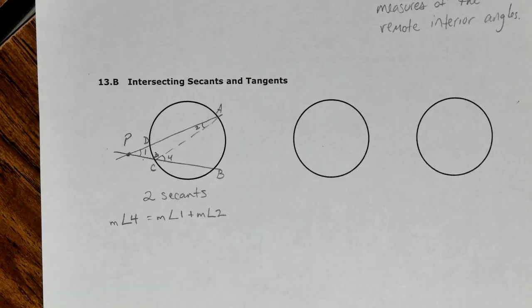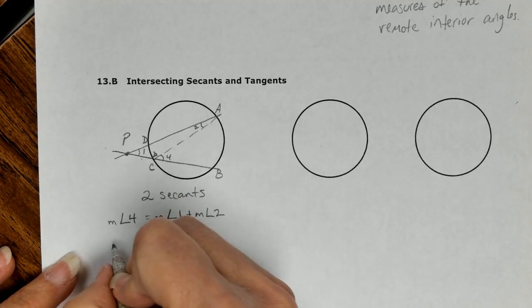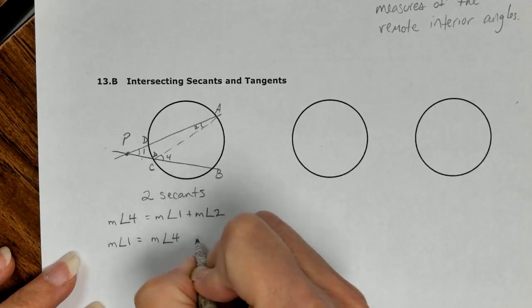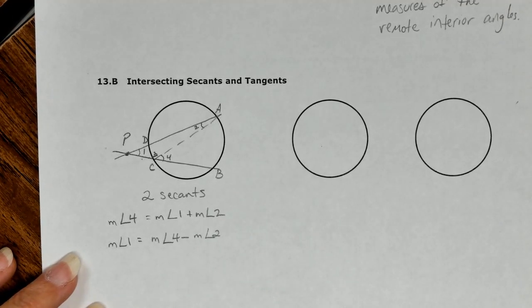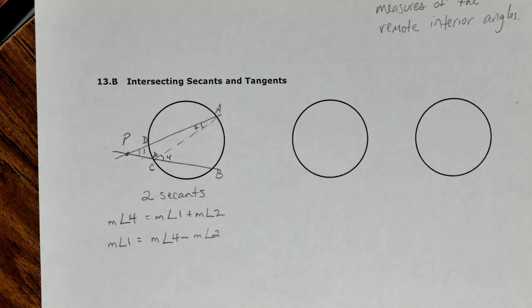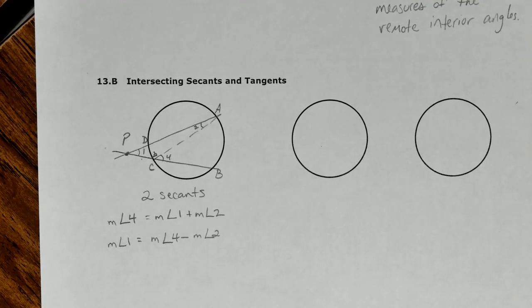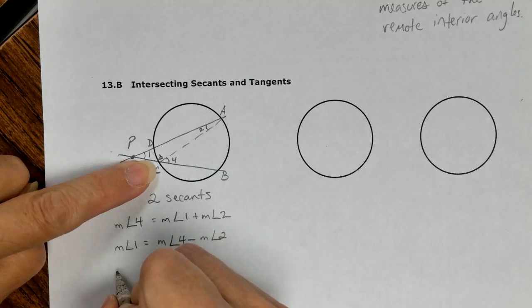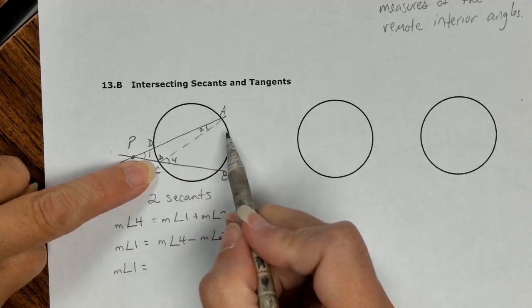Okay, and angle 1 is the one we're concerned about, so I'm going to go ahead and get that by itself. I'll be subtracting the measure of angle 2. Measure of angle 1 equals measure of angle 4 minus measure of angle 2. Right, just did a little algebra to that. Okay, so the measure of angle 1 equals the measure of angle 4.